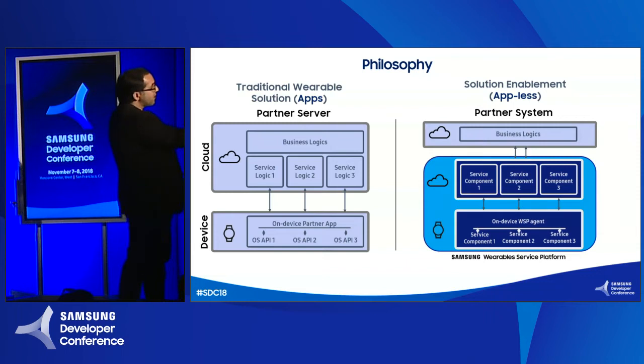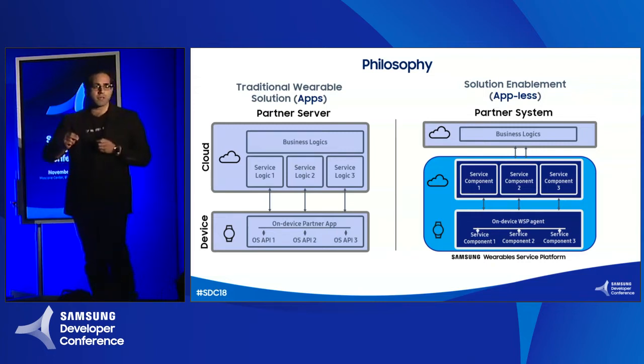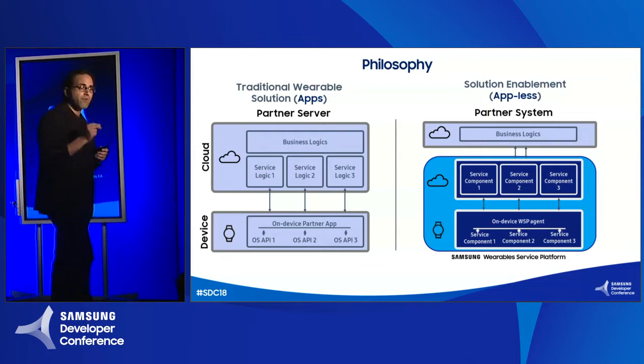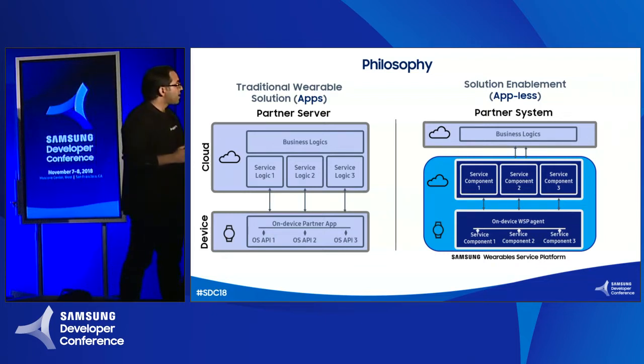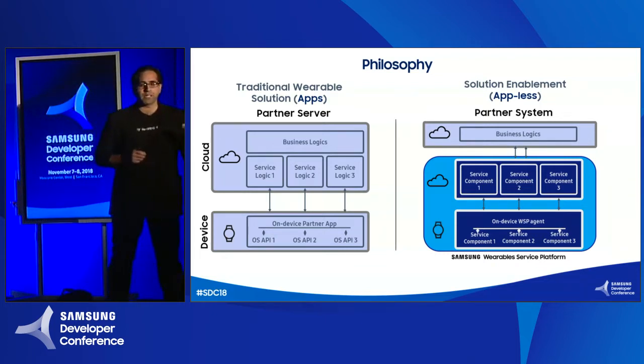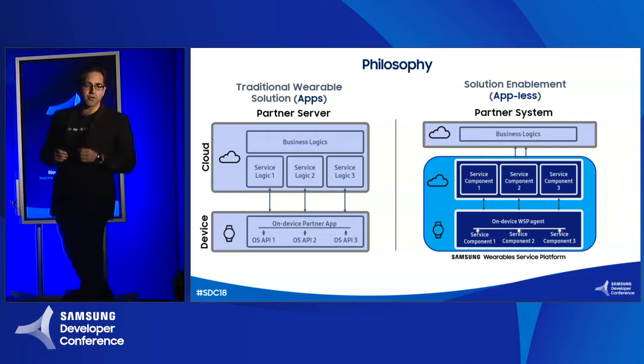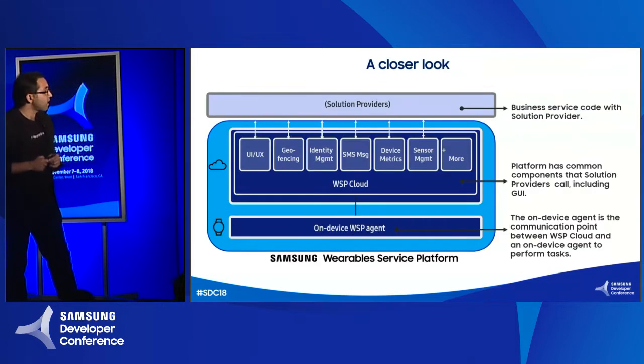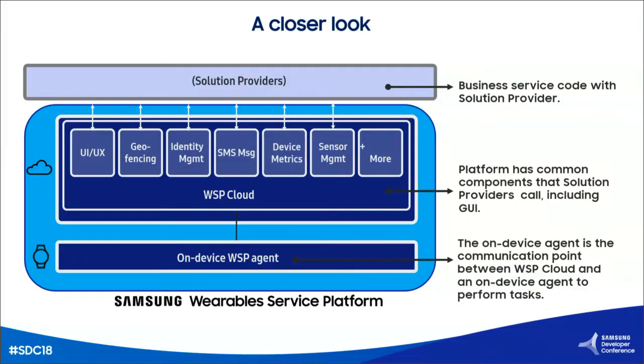So all the series of service components would be available to you on the cloud, and therefore you can connect your business systems, legacy systems, your existing solution on Galaxy Watch in a very easy way. The same service components that would be on the cloud, for instance, geofencing, would be running on the device as well. So Samsung does most of the heavy lifting, if you can summarize this.